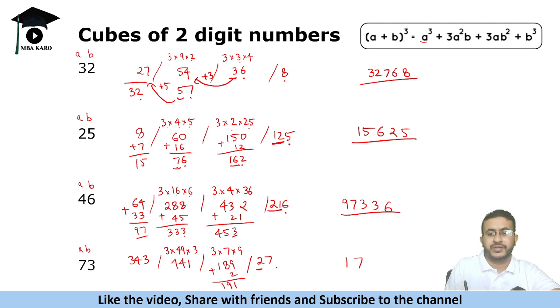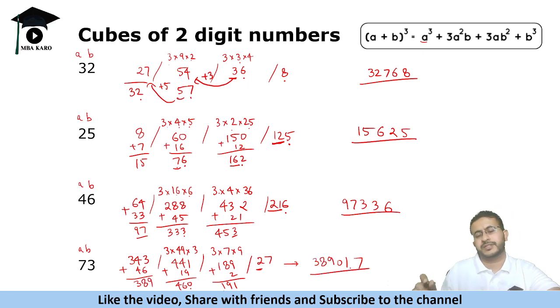So then we have 19 carries, that becomes 460. 0, 46 carries, 389, 389,017. Okay, isn't it an easy, interesting way to find three-digit cubes, the cube of two-digit numbers with ease? Rarely tested, but if at all you encounter such things, you can easily tell the cubes of numbers.